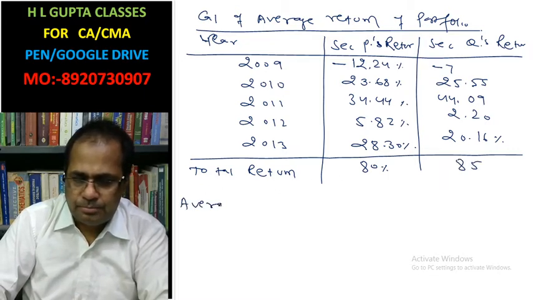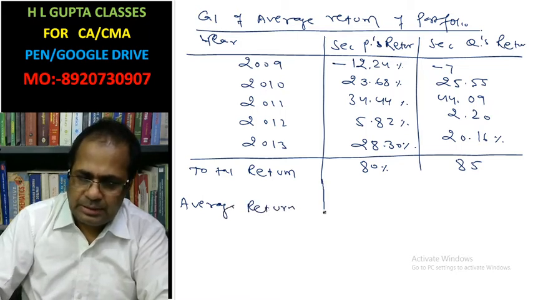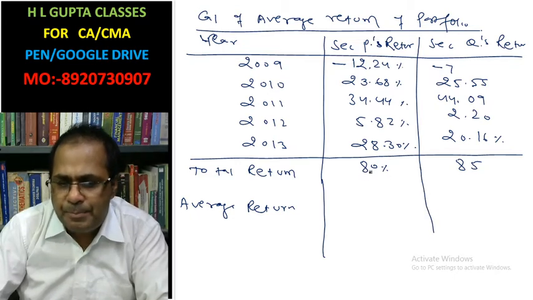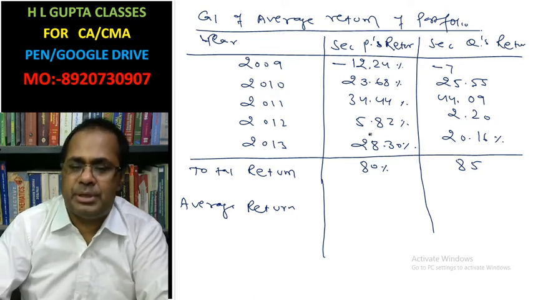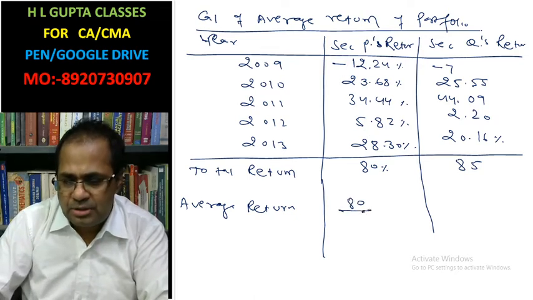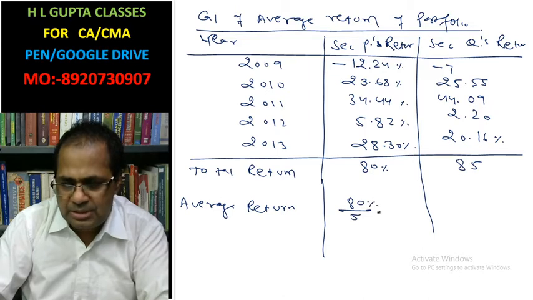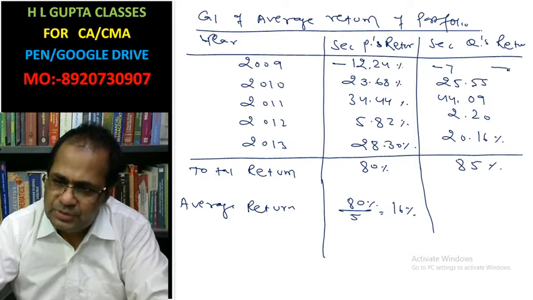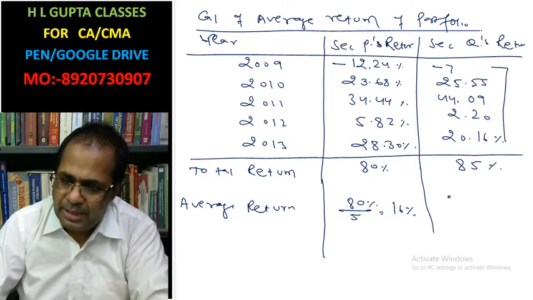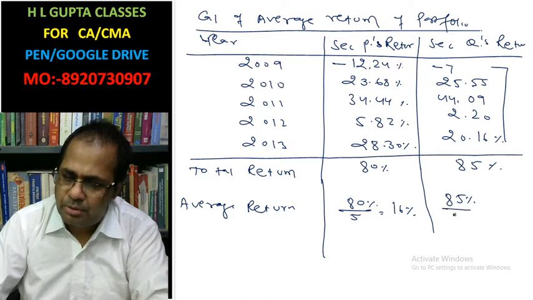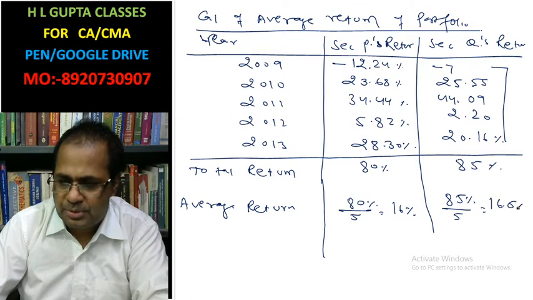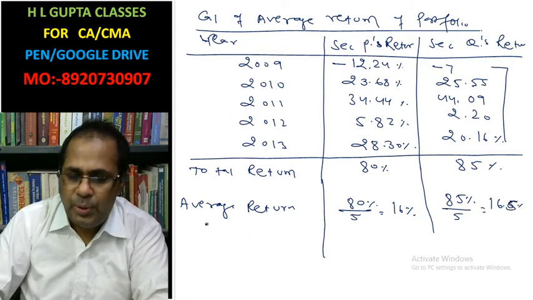Average return, please try to understand. Average return means what? If there is an 80% return during the five years, then what will be the average return? It is an 80% return in 5 years, that's why this is a 16% return. For Q, 85% return in 5 years, so the average return is 16.5%.